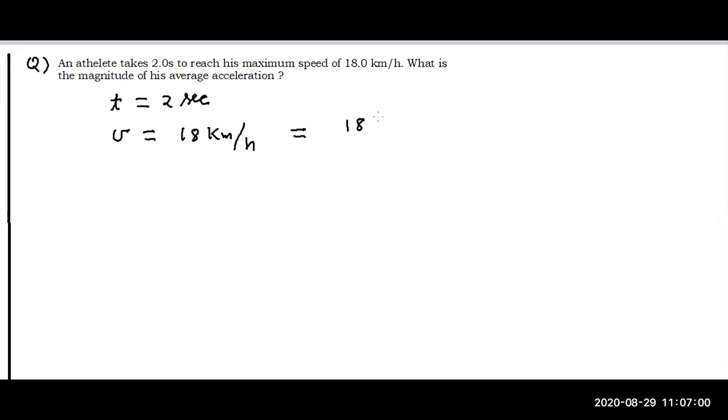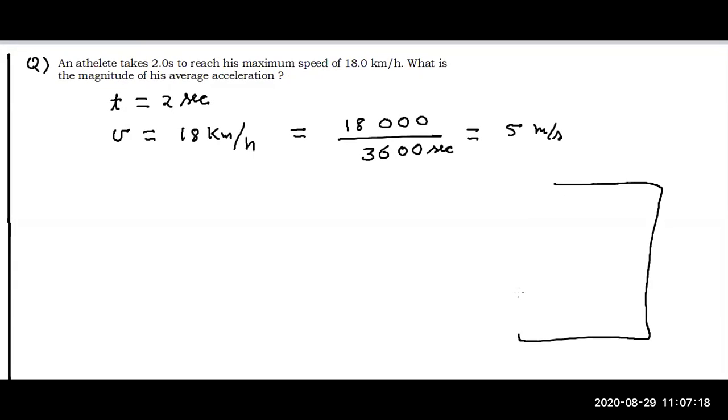So 18 km means how much? 18,000 meters in 1 hour means how much? 3600 seconds. So if we solve it, we are going to get 5 meter per second. So we have a conversion actually. If you have something in kilometer per hour, you can convert it into meter per second by multiplying it by 5 by 18. So 1 kilometer per hour can be written as 5 by 18 meter per second.